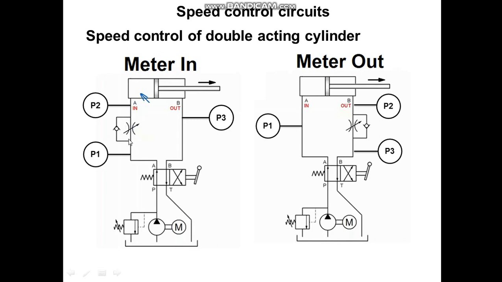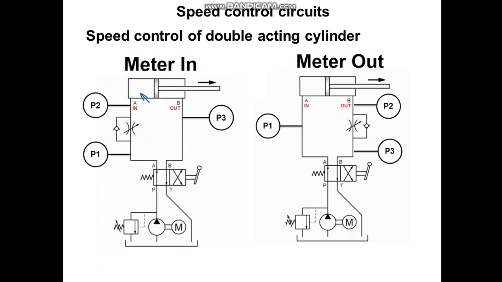So for the extension, liquid will pass only through this flow control valve, and its amount will be monitored by opening of this flow control valve. So this is why speed of extension will be monitored. Liquid which is available at rod end will be taken out from port B to T, and it will go to the tank. So this is for extension.